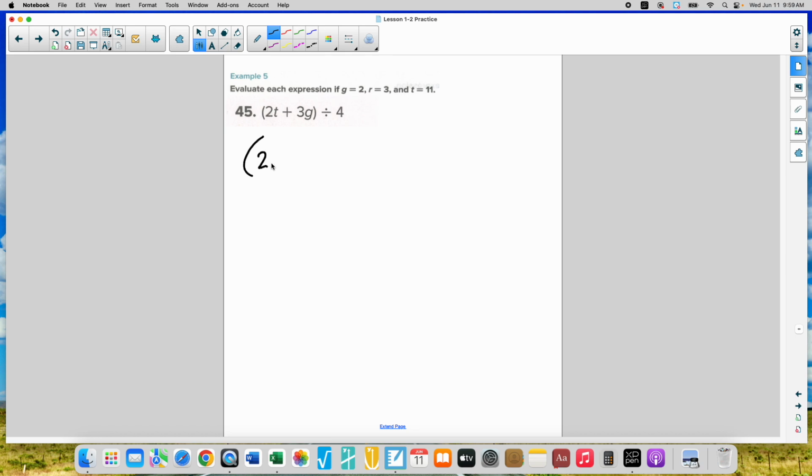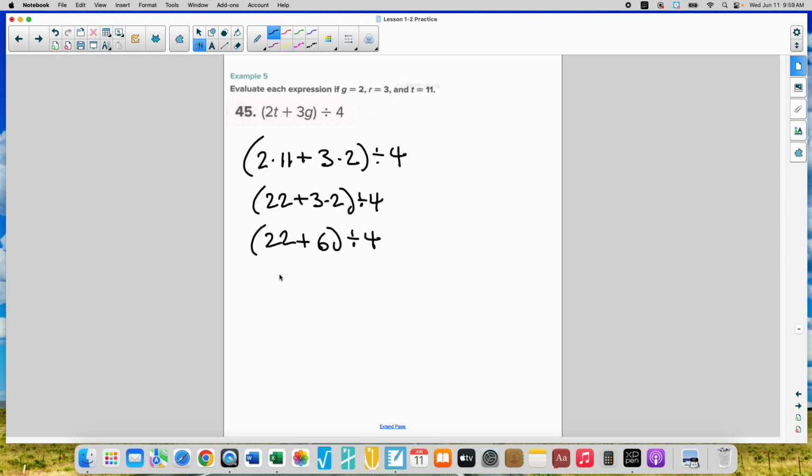The quantity of 2 times my T value, 11, plus 3 times my G value, which is 2, divided by 4. So we'll do inside the parentheses. We have multiplication, addition, multiplication. We'll do the multiplication. We'll do the other multiplication. We'll add. And then we'll divide.